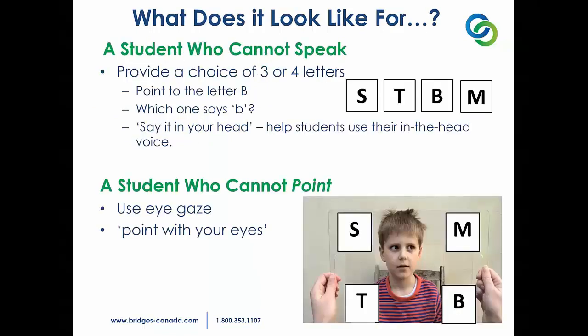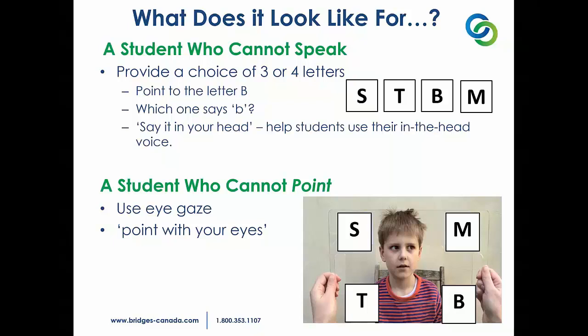But for a student who cannot speak, it's going to be crucial that you provide choice. And so again, you could lay down 3 or 4 different letter cards and ask the student to point to the letter B, or to point to the one that says B. Remind students who are non-speaking to say that sound in their head. We're trying to teach our students to use an in-the-head voice. Even students who are non-speaking can develop that skill of saying these words and sounds in their head so that they can develop the skill of in-the-head reading.